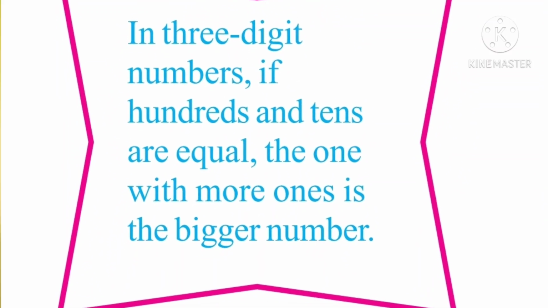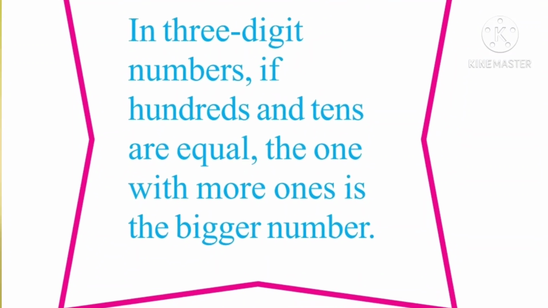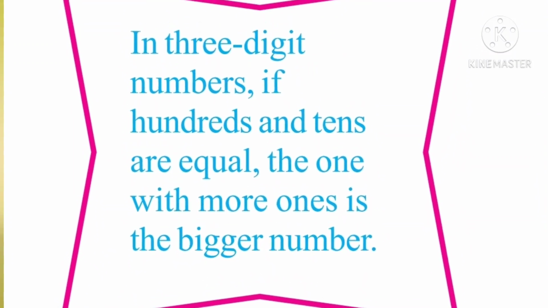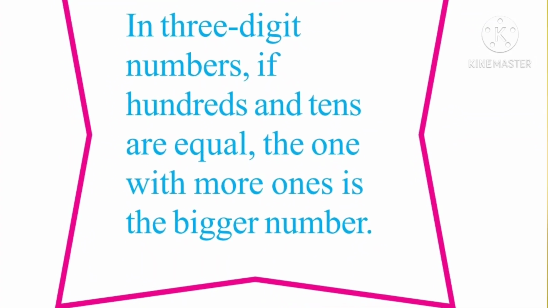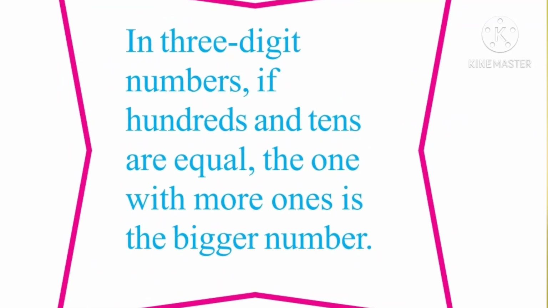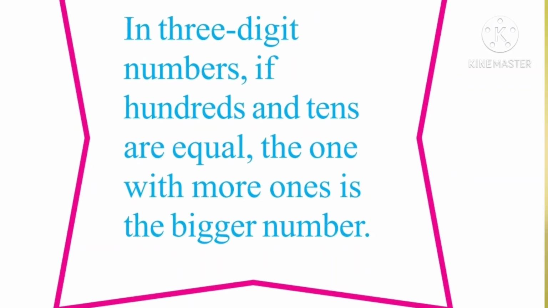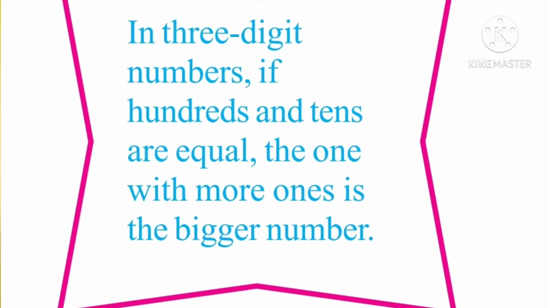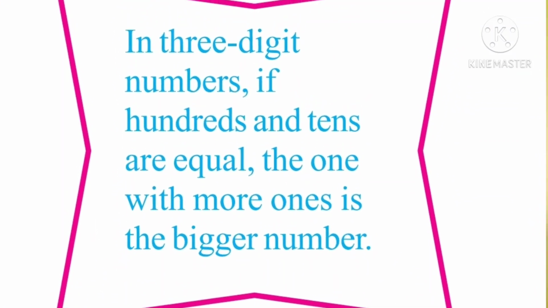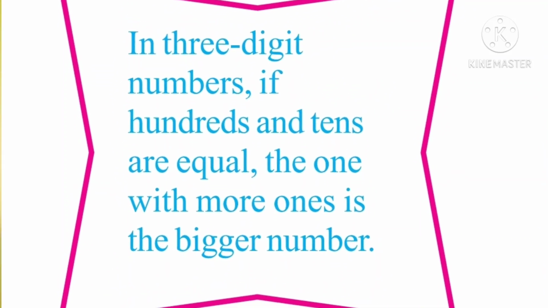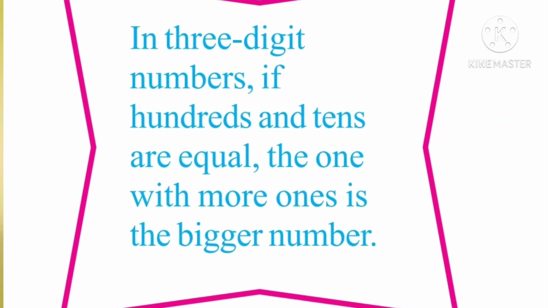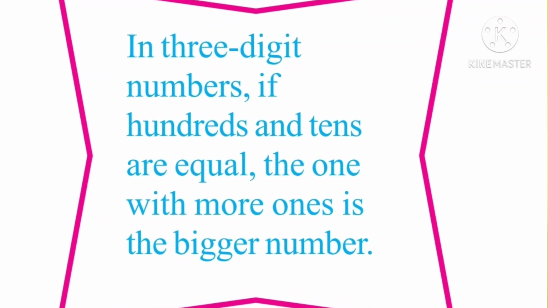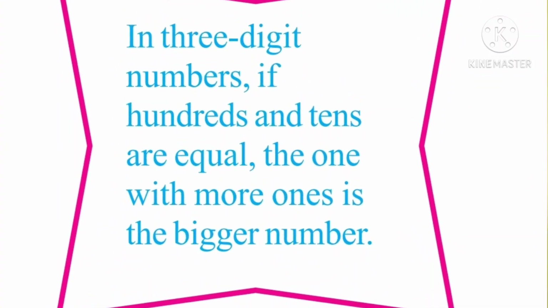Children, have you read the trick? In 3-digit numbers, if hundreds and tens are equal, the one with more ones is the bigger number. Children, remember it. Don't forget.